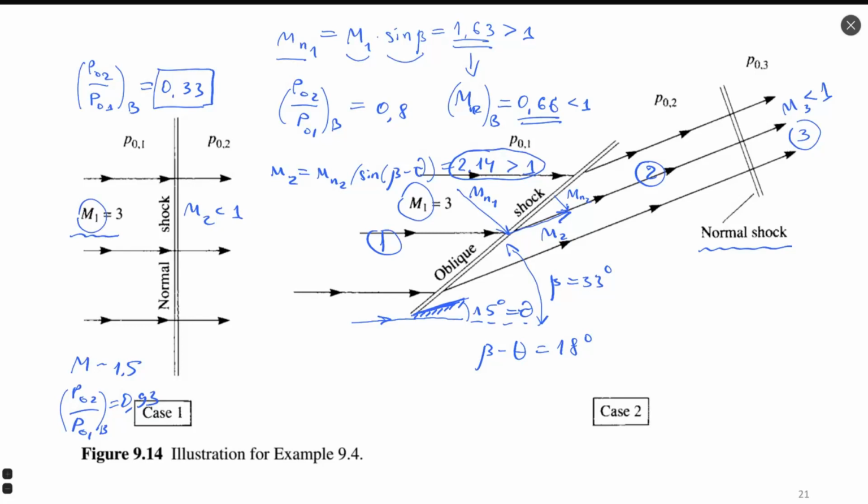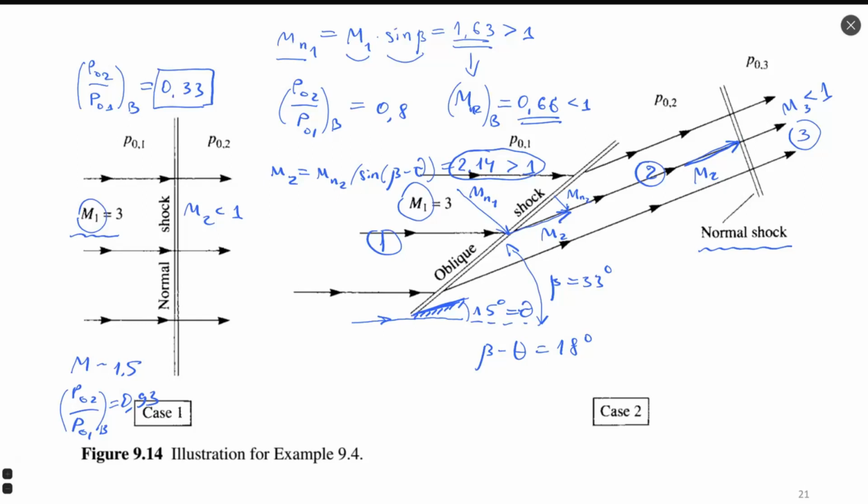So the value is 2.14, and the same Mach number M2 as we calculated after the oblique shock wave is also what we have at the entrance before the normal shock wave. Now I will use appendix B to calculate the shock wave properties for value 2.14. I see 2.15, so I will use this closest value. I will not make any kind of interpolation.